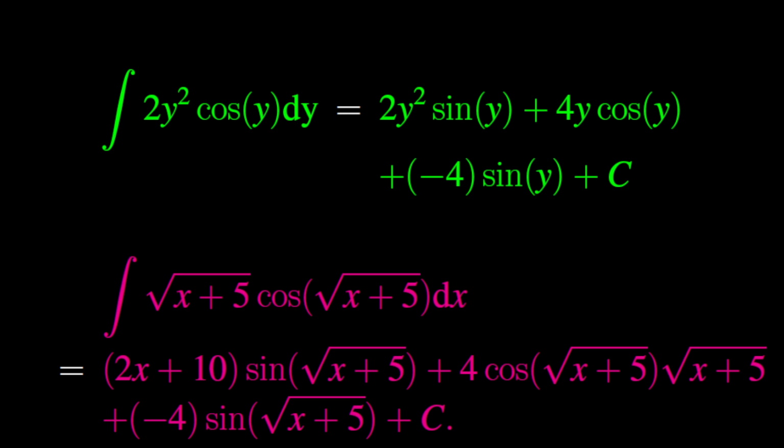In sum, when we replace y by square root of x plus 5, we see that the original integral of square root of x plus 5 times cosine of square root of x plus 5 dx is equal to 2x plus 10 times sine of square root of x plus 5, plus 4 times cosine of square root of x plus 5 times square root of x plus 5, plus minus 4 times sine of square root of x plus 5, plus a constant of integration c.